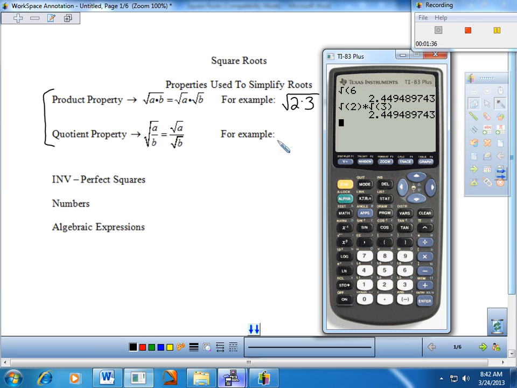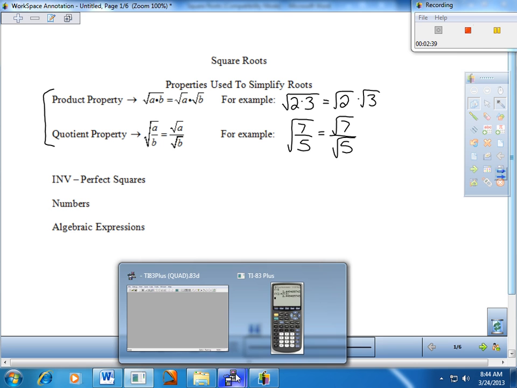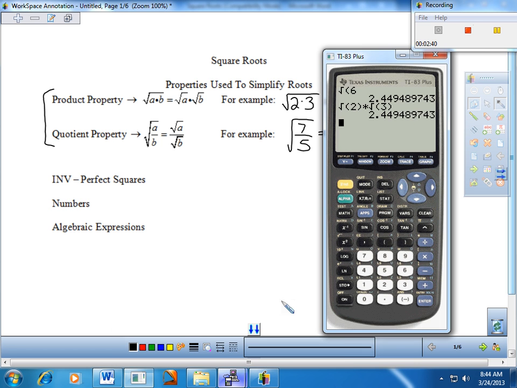Let's go ahead and put an example for the quotient property right here, guys. Of course, if you want to change numbers, that's perfectly fine. I'm just going to do something simple. How about something like that? Square root of 7/5. So that should be equivalent, according to this particular property, of square root of 7 over square root of 5. Again, so separate them into two roots. Keep that fraction symbol, of course.